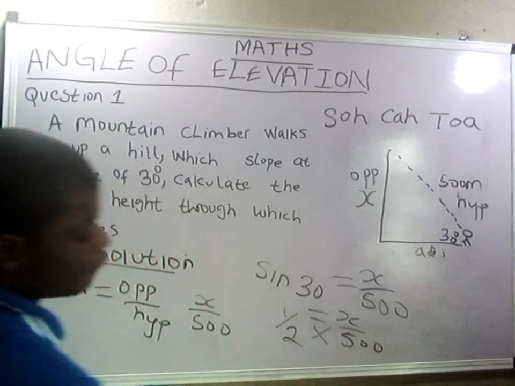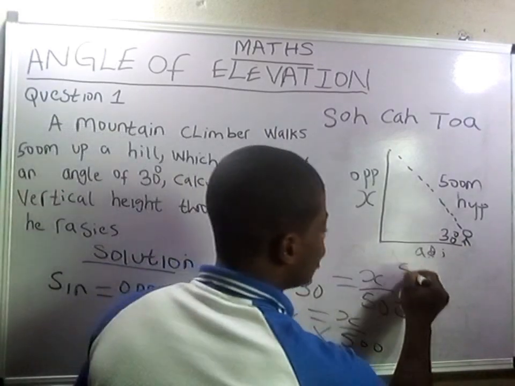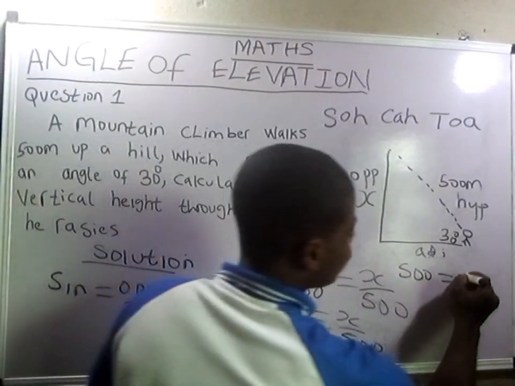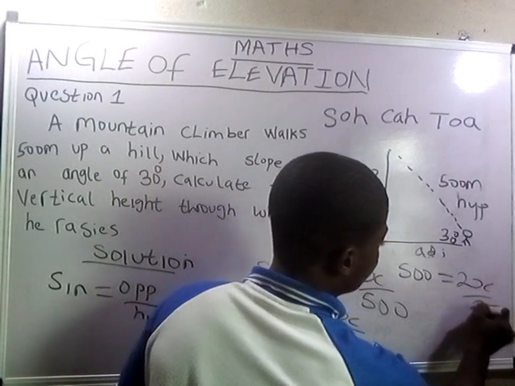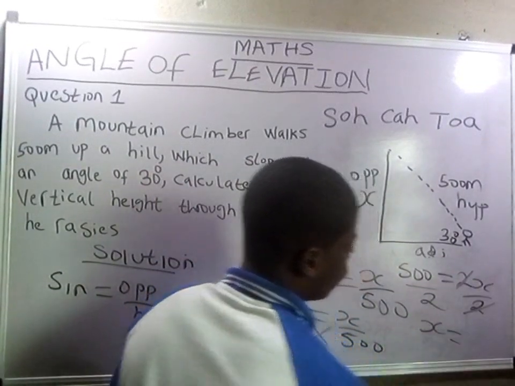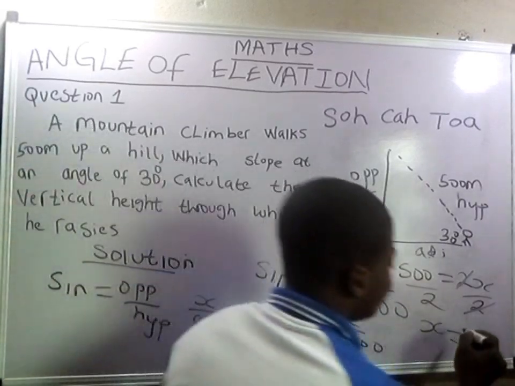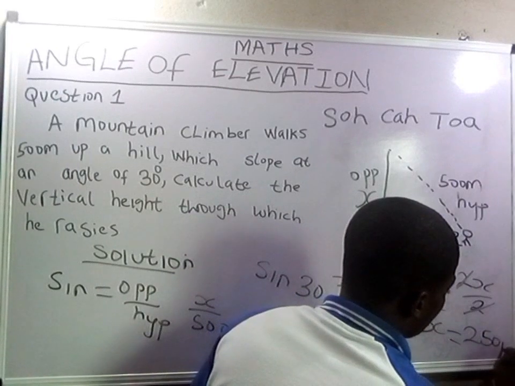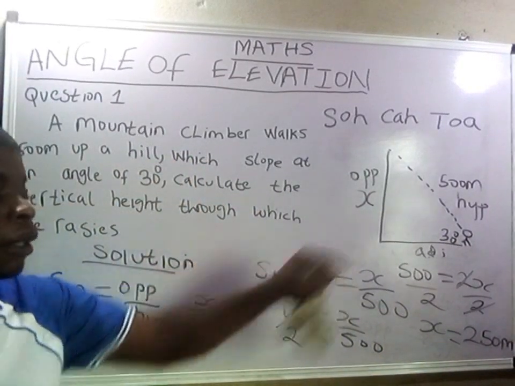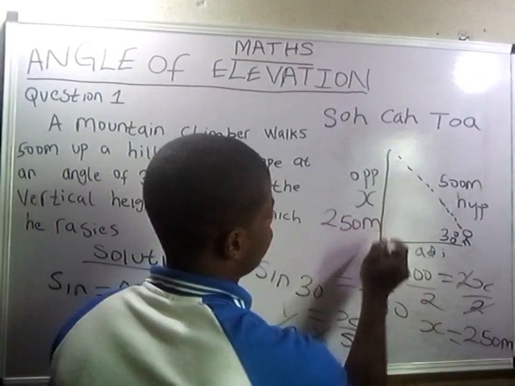We have to cross multiply, which will be 500 times 1, so 500, equals x times 2, which is 2x. Divide both sides by 2. 2 cancels 2, x equals 500 divided by 2, which is 250. So x is equal to 250 meters. So this is the answer to this question, which is 250 meters.